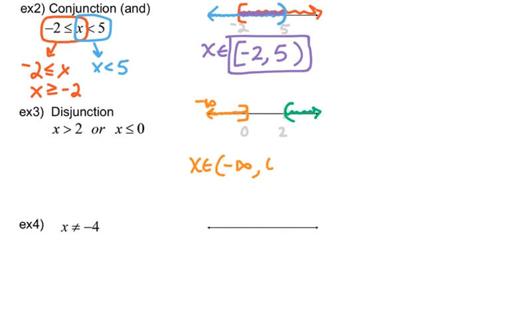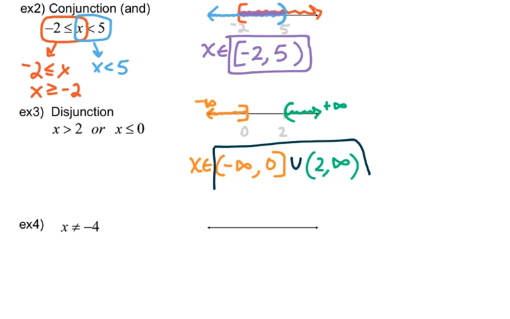-infinity with a parenthesis to 0 with a bracket, union 2 with a parenthesis to infinity with a parenthesis. So remember, as we travel to the left and to the right forever, we're approaching negative or positive infinity. So this would be the correct answer that you would need to be able to infer from that inequality.